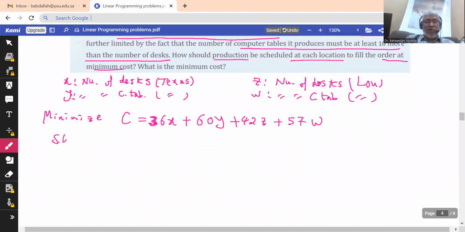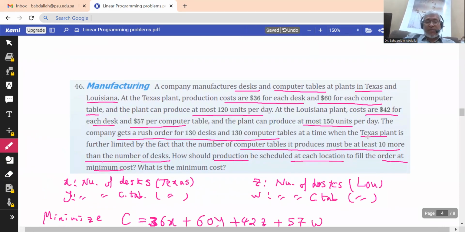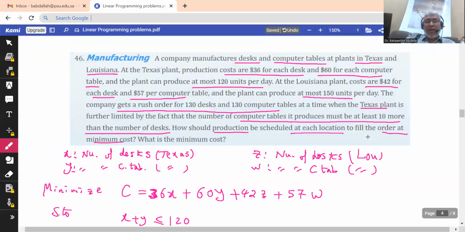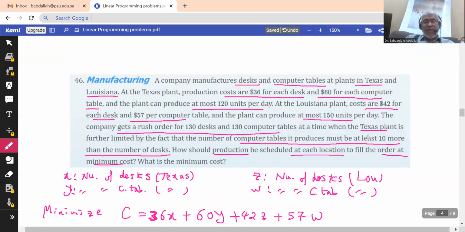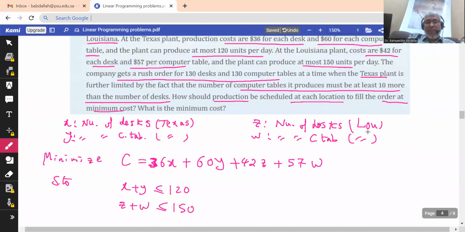And now let us go to the constraints. What are the constraints? The production in Texas cannot exceed 120 units. So X plus Y shouldn't exceed 120 units. Also, at Louisiana, a plant can produce at most 150 units. So in Louisiana, Z and W give the number of units. This shouldn't exceed 150 units.